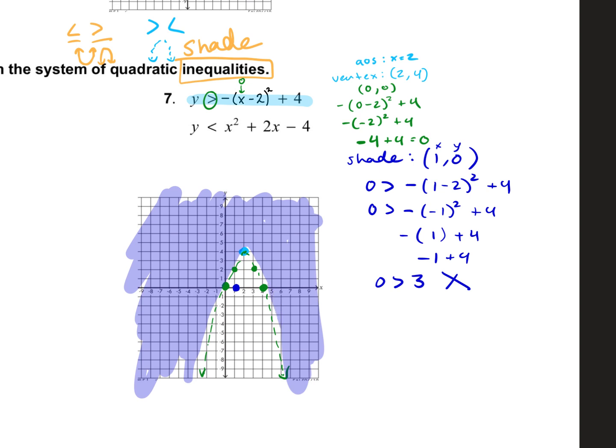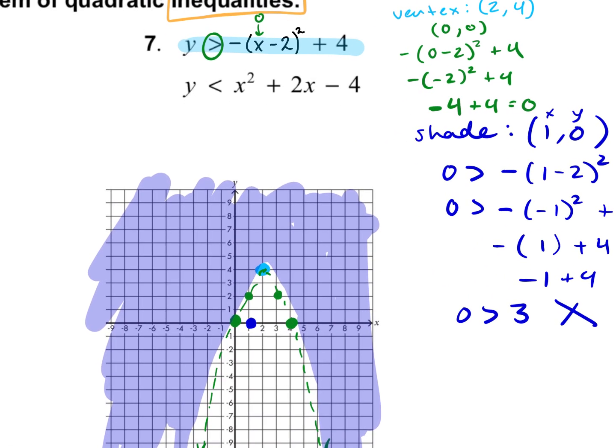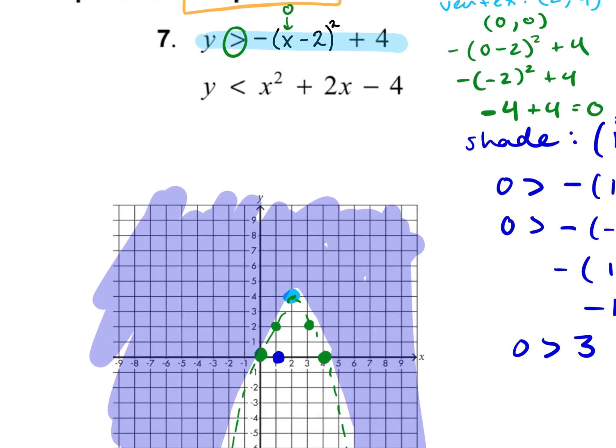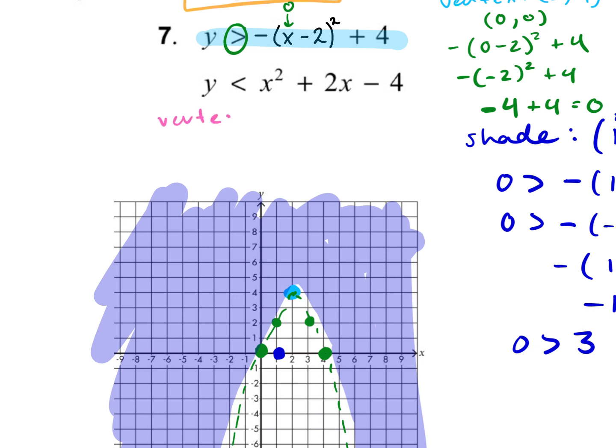Any questions there? All right, now we need to graph the second equation too, and we keep the overlapping parts. So how do I find the vertex in my second equation? Negative b over 2a. What's our a? 1. What's our b? 2. And c? Negative 4. So we have negative 2 over 2 times 1, which would be negative 2 over 2, which is negative 1. So the first number in my vertex is negative 1.